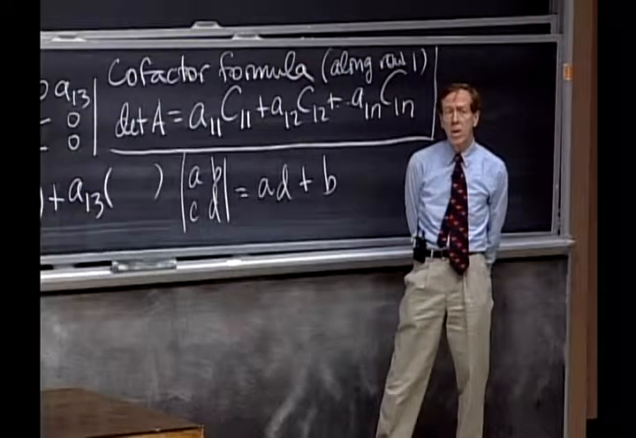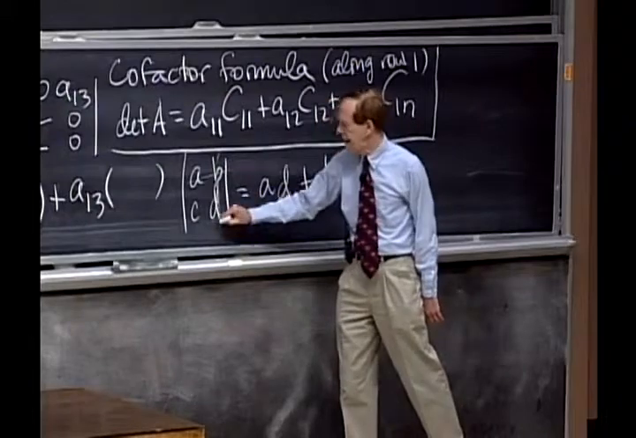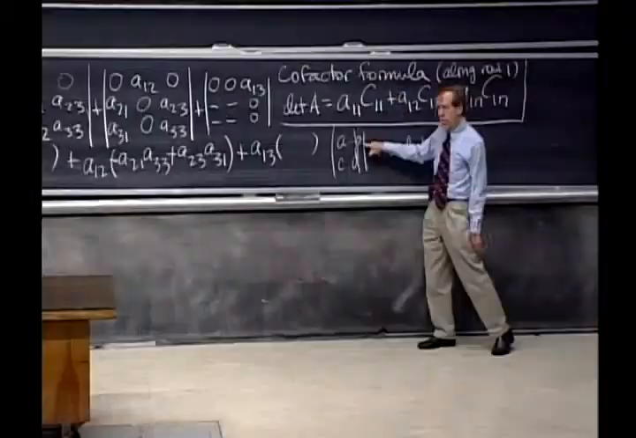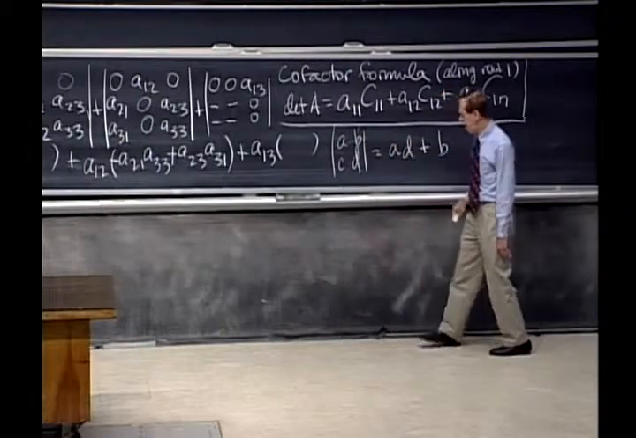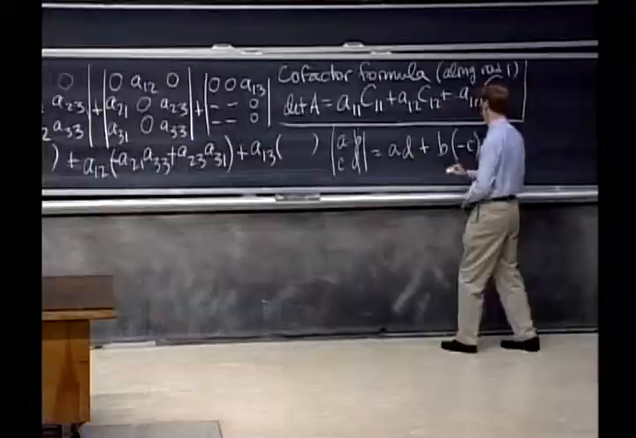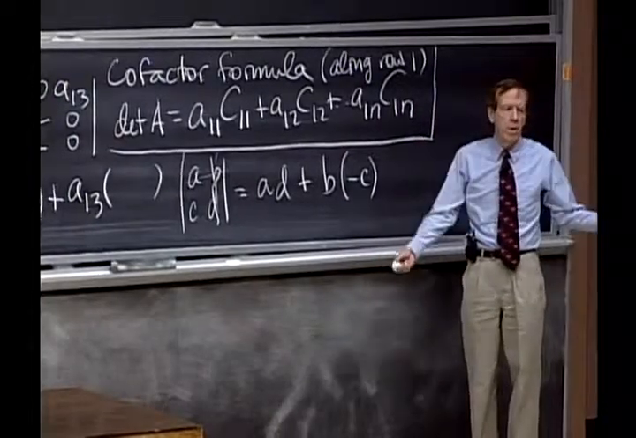Is it C or is it minus C? Because I strike out this guy, I take that determinant, and then I follow the i plus j rule, and I get an odd, so I get a minus. So it's B times minus C. Okay, of course it works.